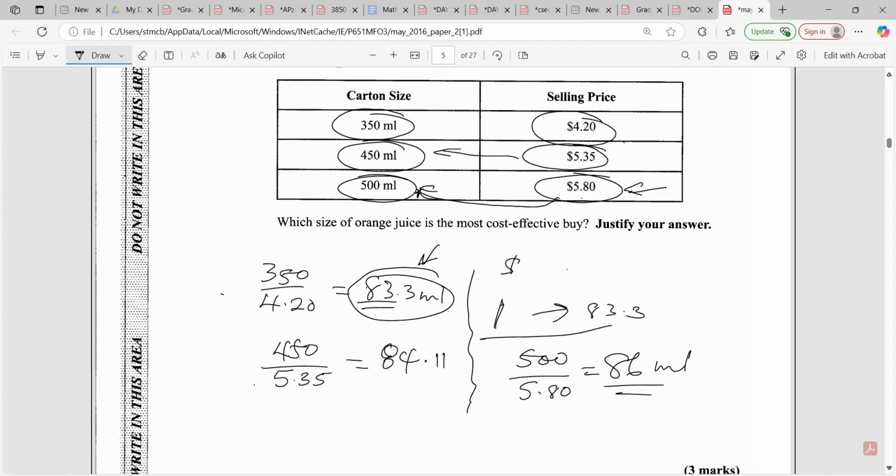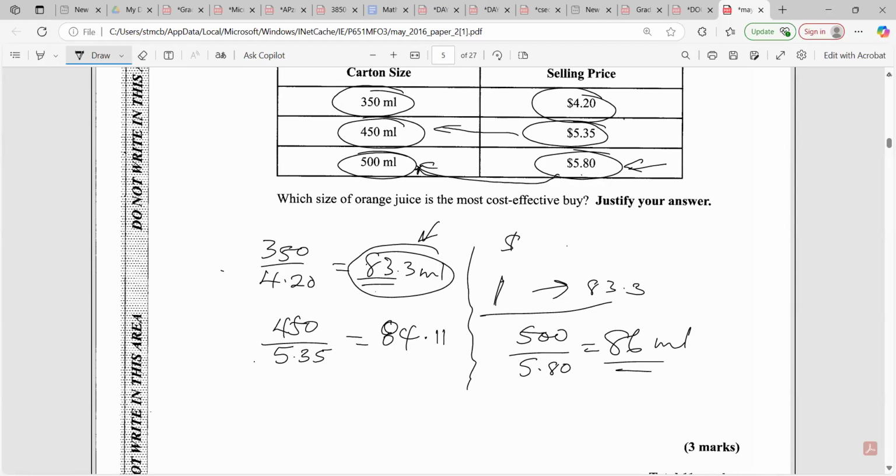I think that's where the justifying part comes in, right? Which size of orange juice is most cost effective? Remember, all of them here is what you get when you spend $1. I think people are not seeing it that way, but each time you spend $1 based on the different sizes, for this $1 I'm going to get 83.3 milliliters. When you spend $1 here, you get 84.11. When you spend $1, it will give 86 milliliters.